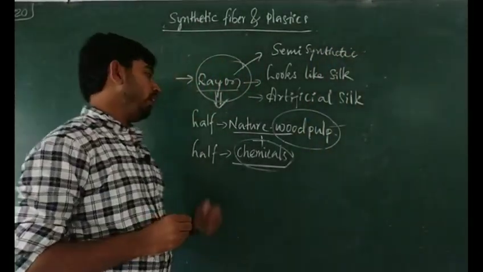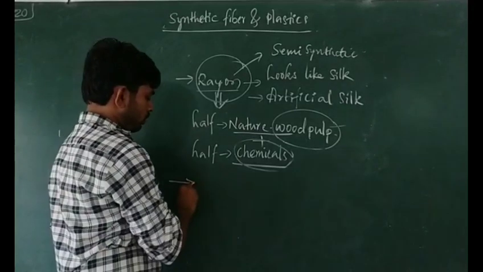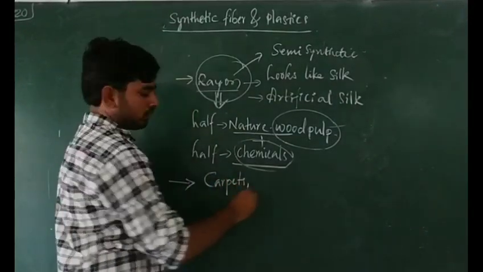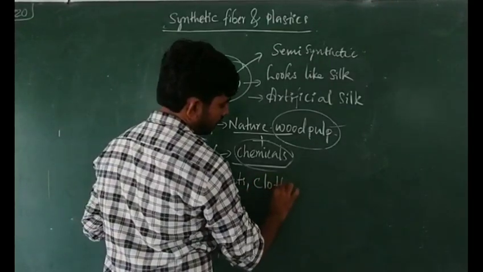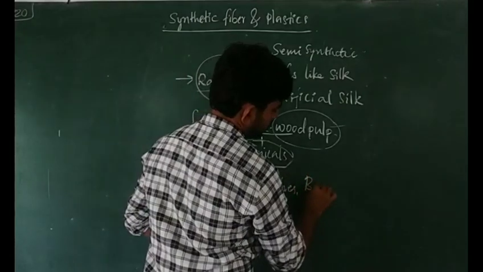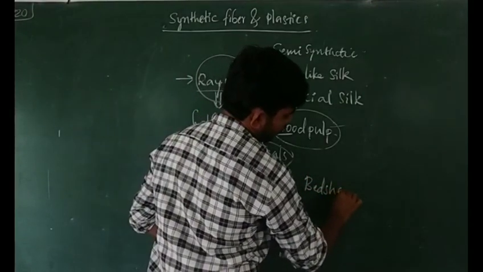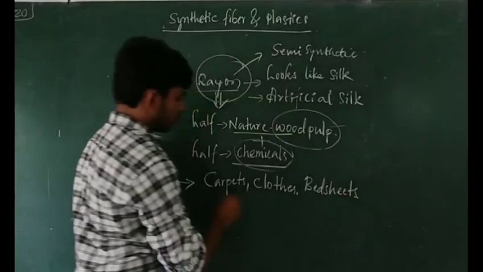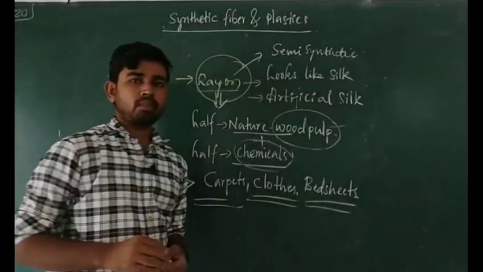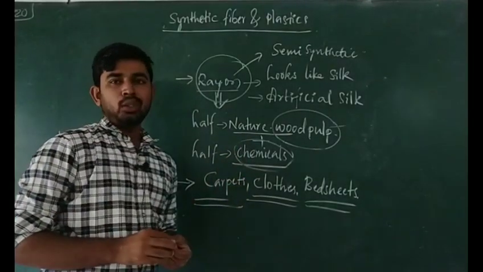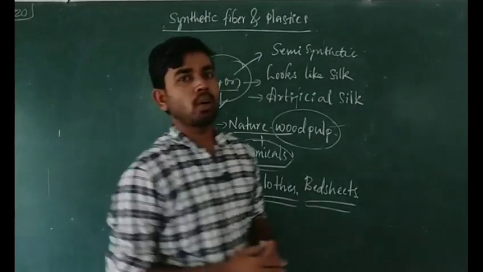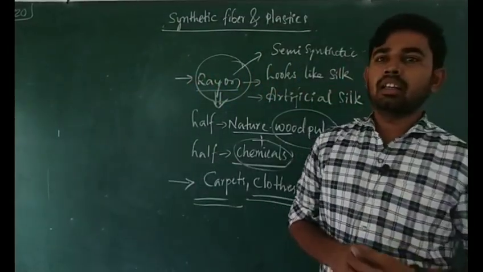So where is rayon used? The uses of rayon can be seen in preparing carpets, different types of cloths, and also bed sheets. So rayon is used in the manufacture of carpets, cloths and bed sheets. In this area we can see the uses of rayon. Okay, so rayon is called a semi synthetic fiber.